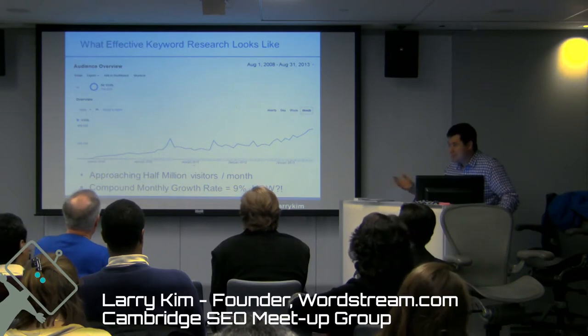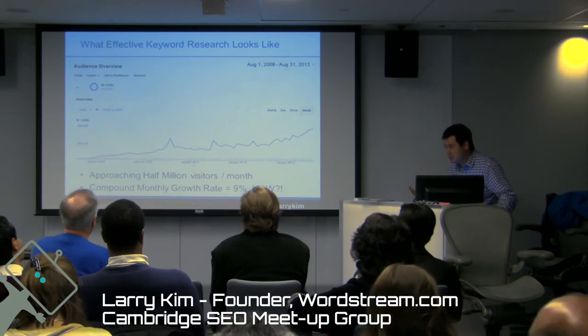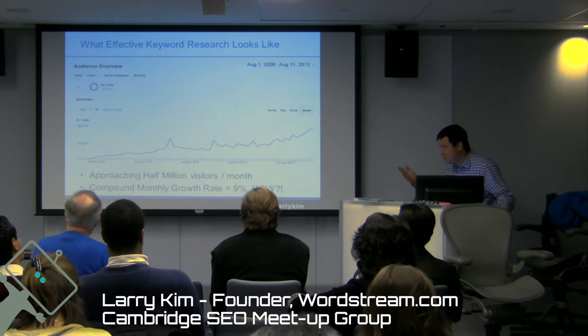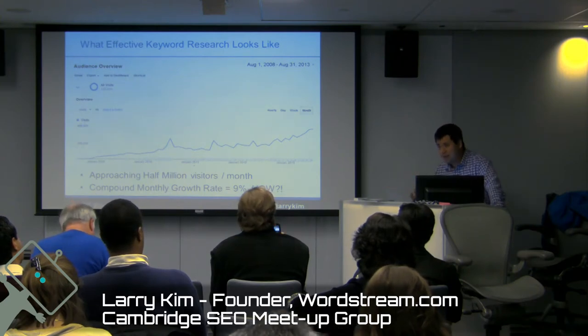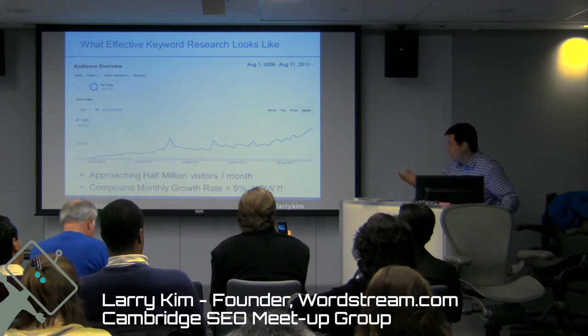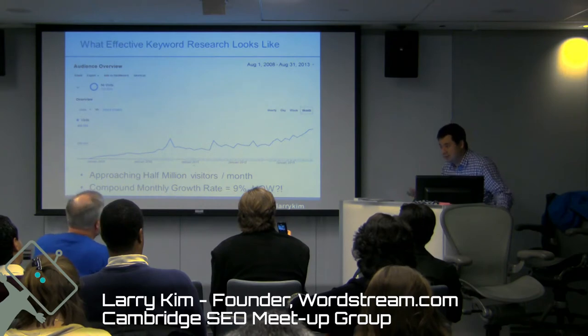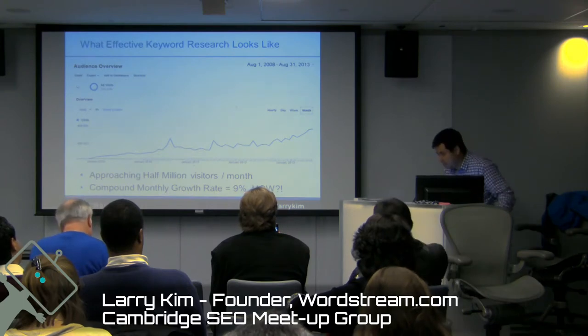But the other key success is largely that we're growing the blog. It's ridiculous: 9% growth in organic traffic per month, compounded, consistently over a period of 60 months. So this is what's possible with even just one blogging person and a little bit of insight in terms of the keyword research. We'll talk about the specifics and how to do that.